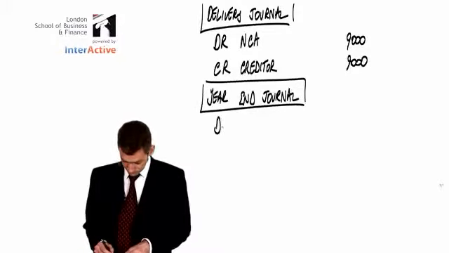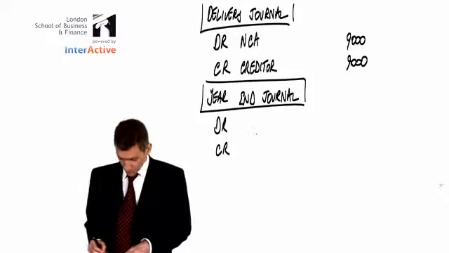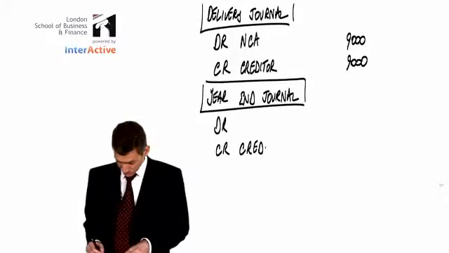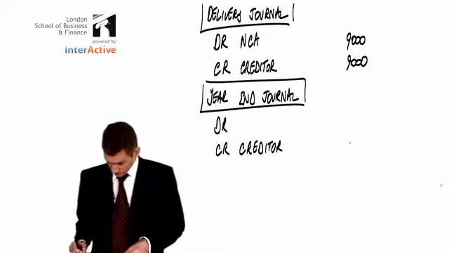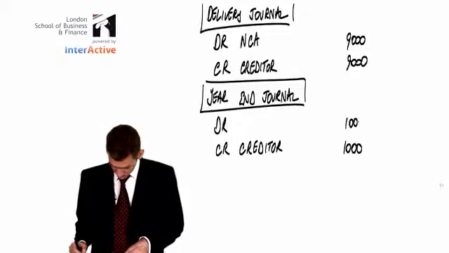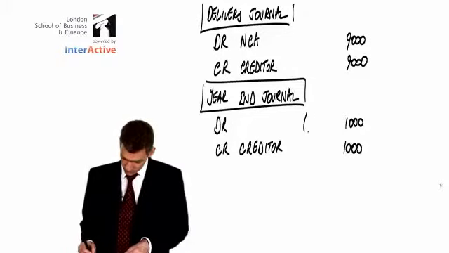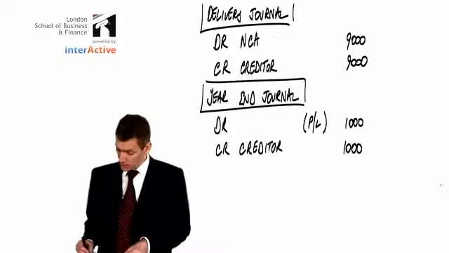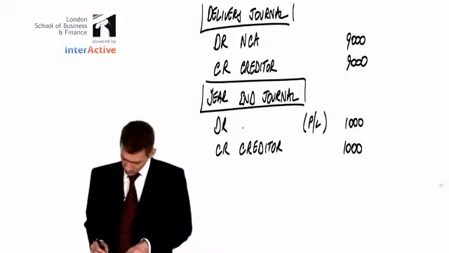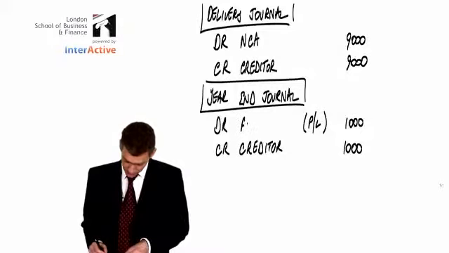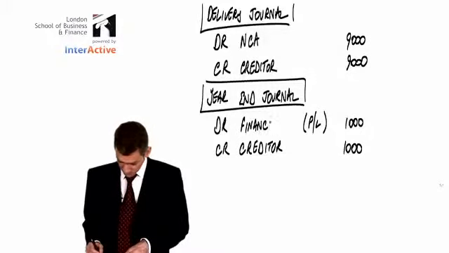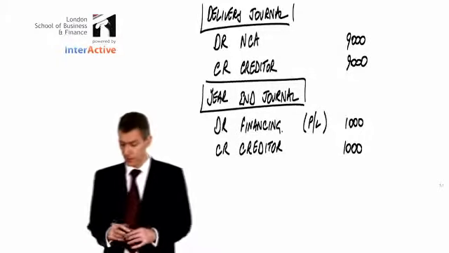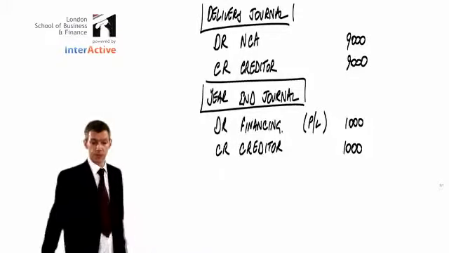Year-end journal. We've got to make the creditor bigger, so we've got to credit the creditor by 1,000, and therefore we have a corresponding debit in the income statement, or the P&L as it's often called, and that goes into financing, or finance if you prefer, on the income statement.